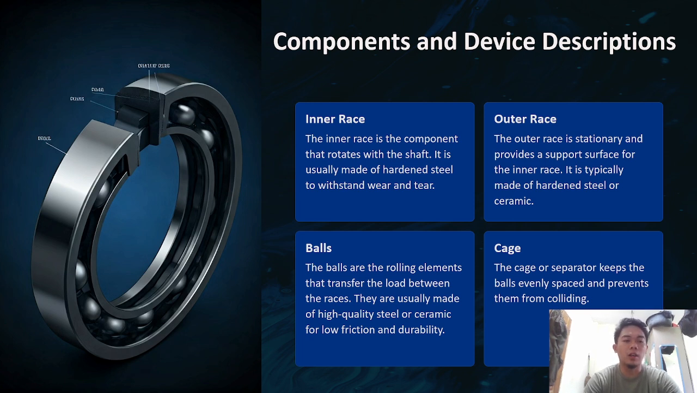So, the second one is the balls. So, this balls naman, ito yung pinaka-important dito na part. The balls are the rolling elements that transfer the load between the races. They are usually made of high-quality steel and ceramic for low friction and durability. So, the balls are small. Maliliit lang sila. Round elements that facilitate movement within the ball bearing, positioned between the inner and outer races.